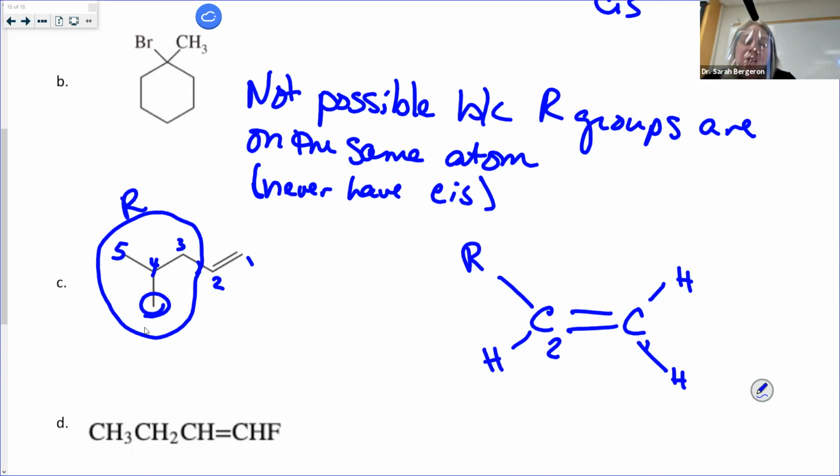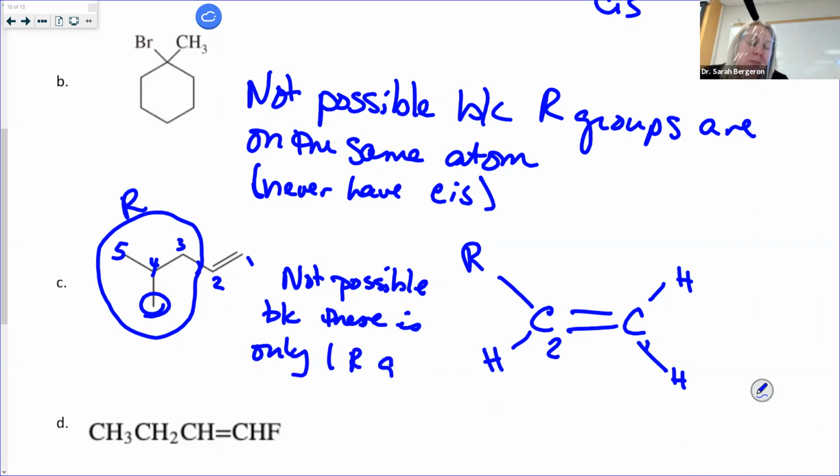Okay. So in order to have a cis and trans configuration, I have to have R groups that are on opposite sides of the double bond. Do I have R groups that are on opposite sides of the double bond? No, I only have 1 R group. So can I have a cis and trans configuration? No. So this one is not possible because there is only one R group.